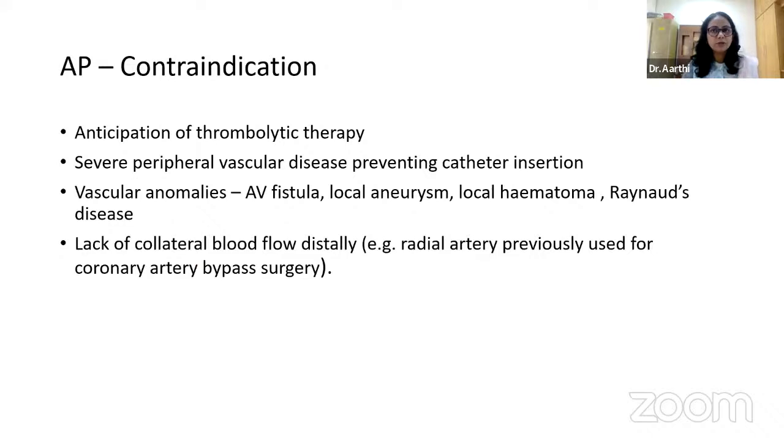So with respect to the arterial blood pressure monitoring, coming to the contraindications: anticipated thrombolytic therapy, patients with severe peripheral vascular diseases preventing catheter insertion, and vascular anomalies like local aneurysms or hematomas, and lack of collateral blood flow, for example, when the radial artery has been used for a previous coronary artery bypass grafting.